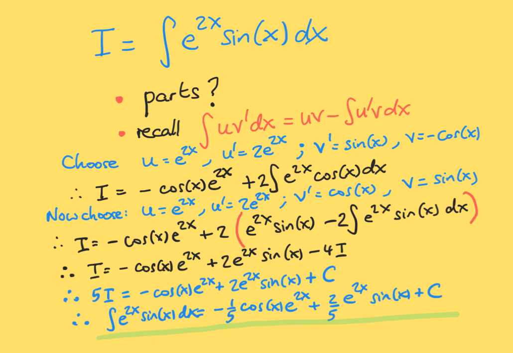And now what I do is I just divide by 5. So this integral is equal to minus 1/5, we just divide that by 5, times cos of x e to the 2x, plus 2/5 e to the 2x sine of x, plus, and in some sense it's this constant over 5, but I'm just going to essentially redefine what c is and just say it's plus an integration constant, whatever it is.